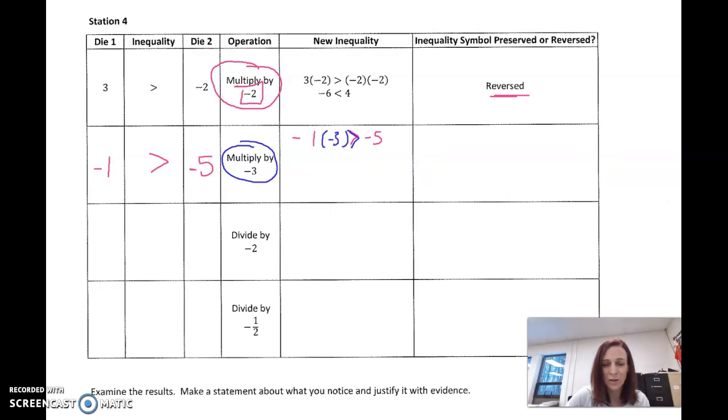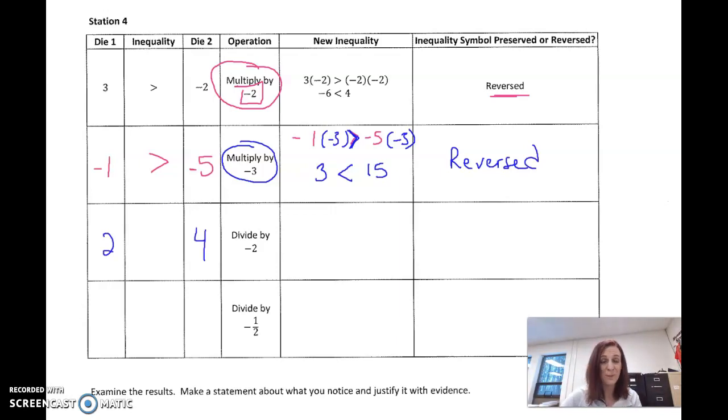Sorry, that's a greater than there, not a 7 if you thought it was. Okay, -1 times a -3. Negative times a negative is a positive. 1 times 3 is 3. Negative times a negative is positive. 5 times 3 is 15. And guess what? 3 is less than 15. We multiplied by a negative. Reversed.